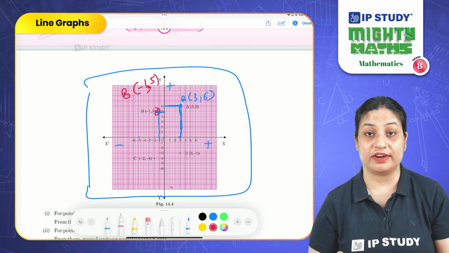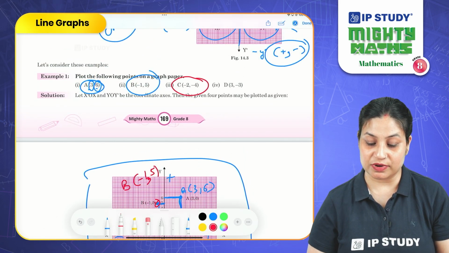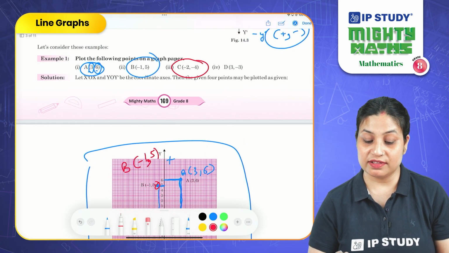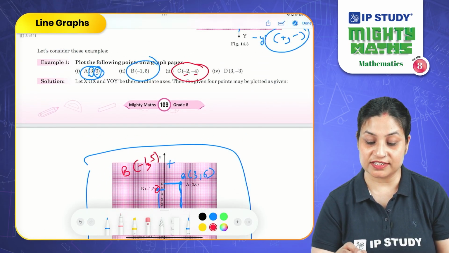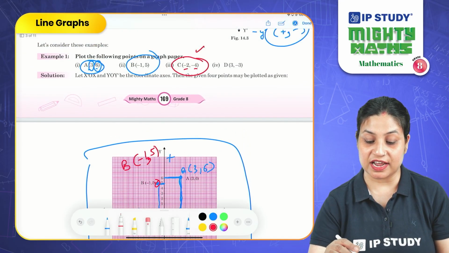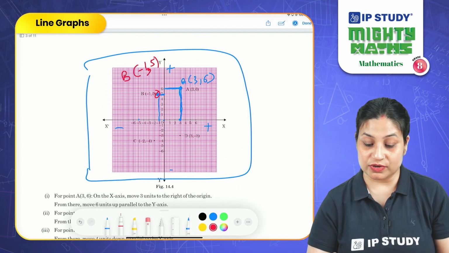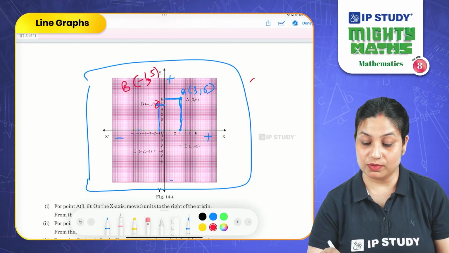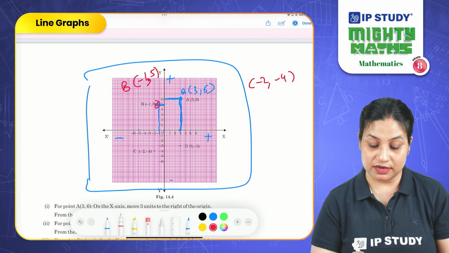Similarly, if you take another example, let's say this one, (-2, -4), this will fall in the third quadrant, right? Because both the coordinates are negative. So these two numbers will obviously lie in the third quadrant as we have discussed previously. So here, what is the coordinate? -2 and -4, right? So here, let's plot it.